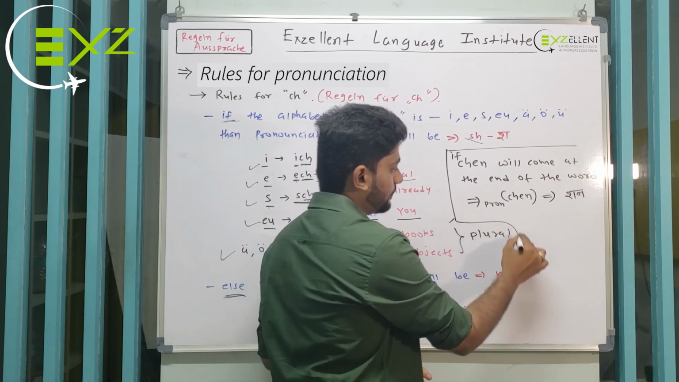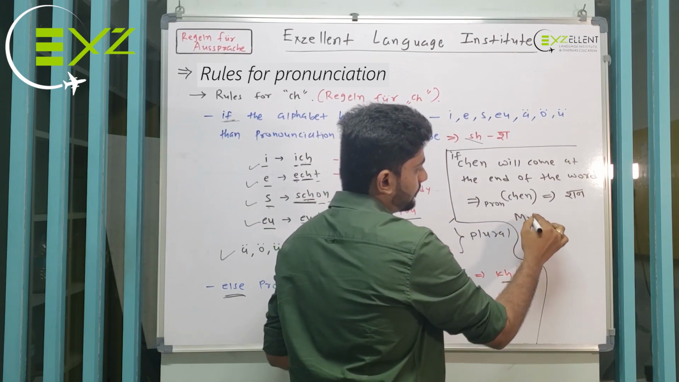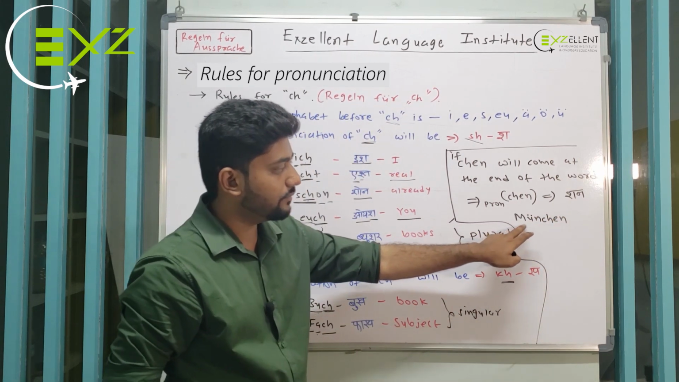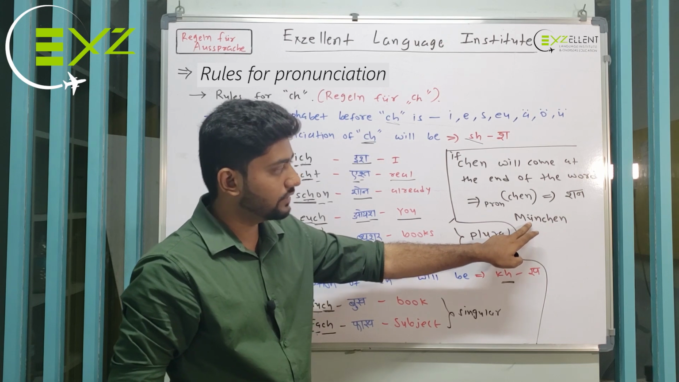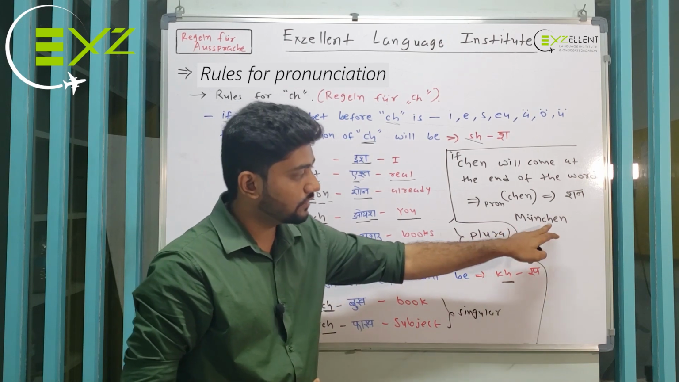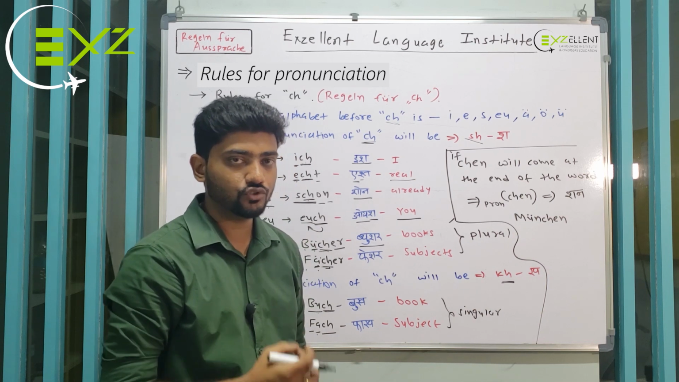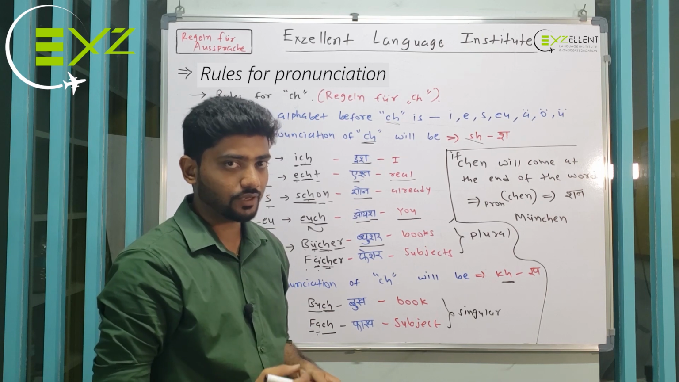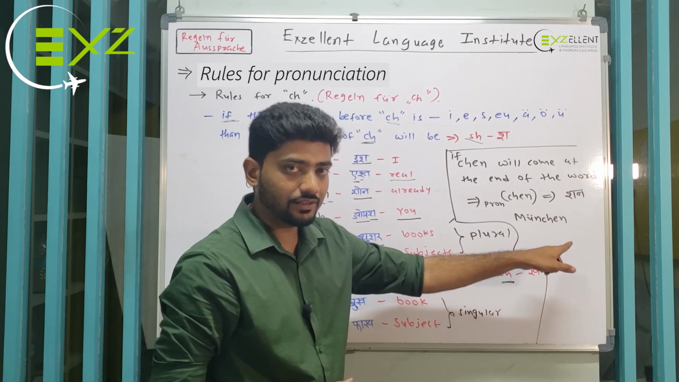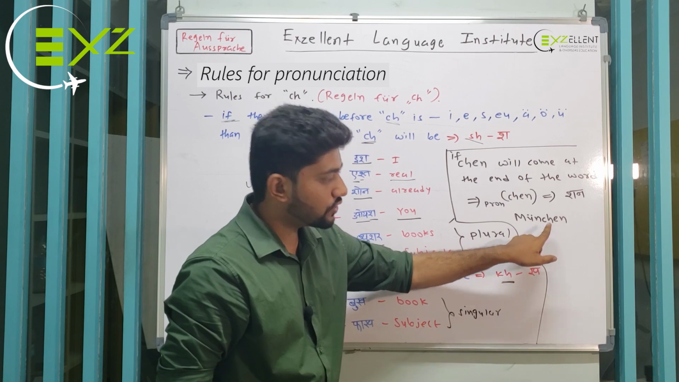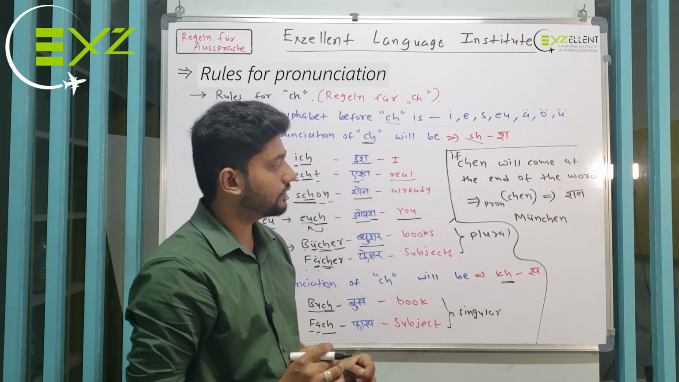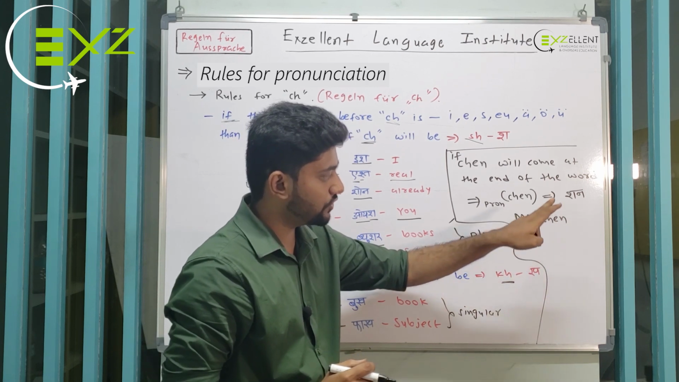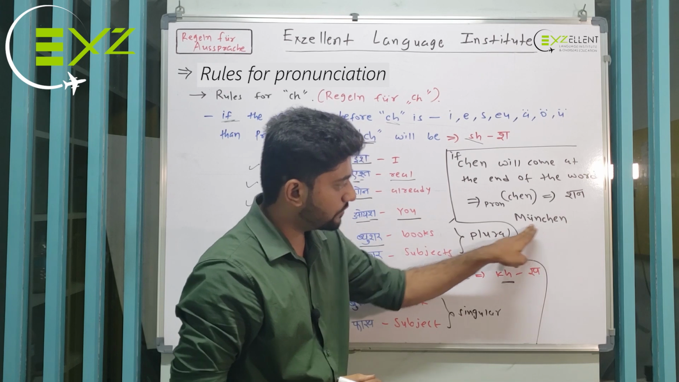For example, this is mu with umlaut, it is mu, right? Mu, no, shan, München. Okay, München. München is a city in Germany. In English we call it Munich. So chen comes at the end, then also the pronunciation of CH will be sh, right? If chen comes at the end, then also the pronunciation of CH will be sh. So the overall pronunciation of this will be München.